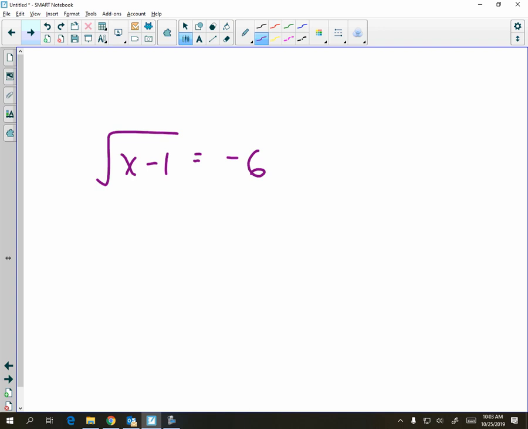The reason why you can't have this as an answer is the square root of any number will always be positive. The square root of a number can never be negative. So as soon as you saw this, you should have known that there is no solution.